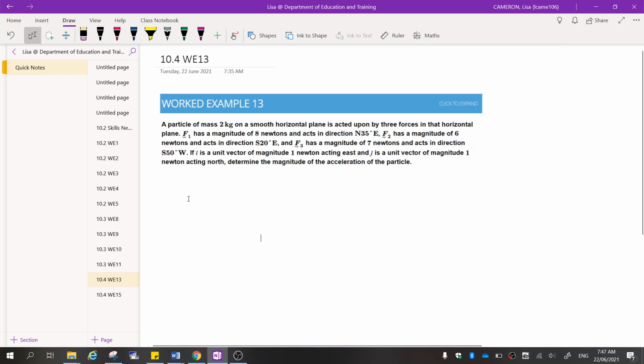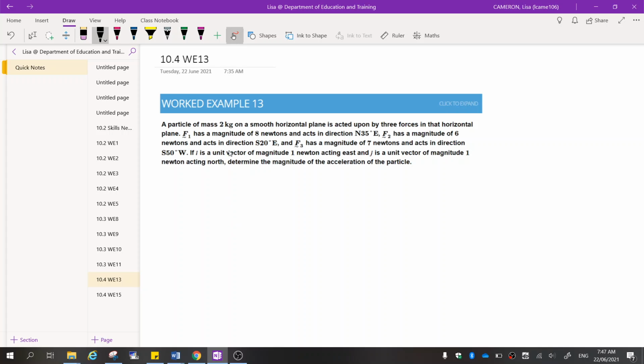A particle of mass 2 kilograms on a smooth horizontal plane is acted upon by 3 forces in the horizontal plane. F1 has a magnitude of 8 newtons and acts in the north-south-east direction. So at this point, pause the video, see if you can draw the diagram for yourself.